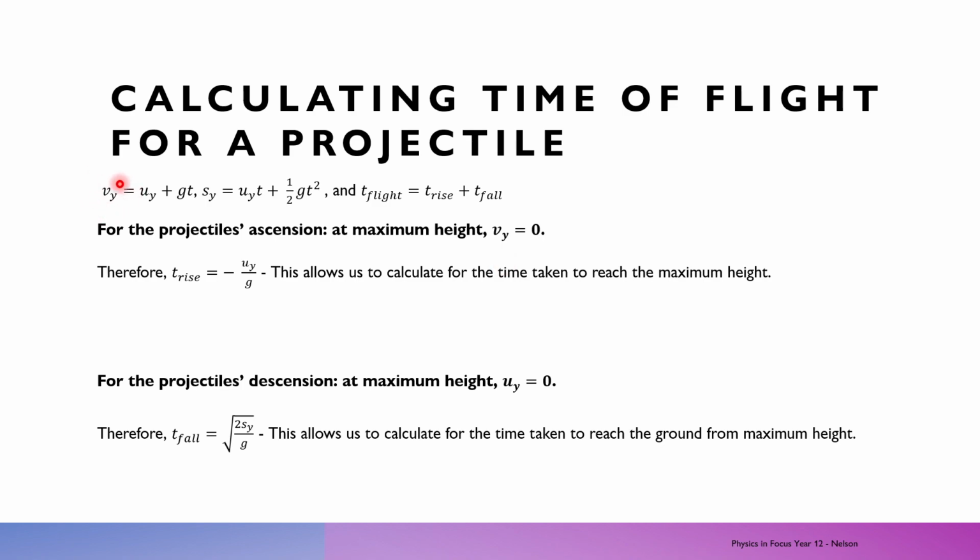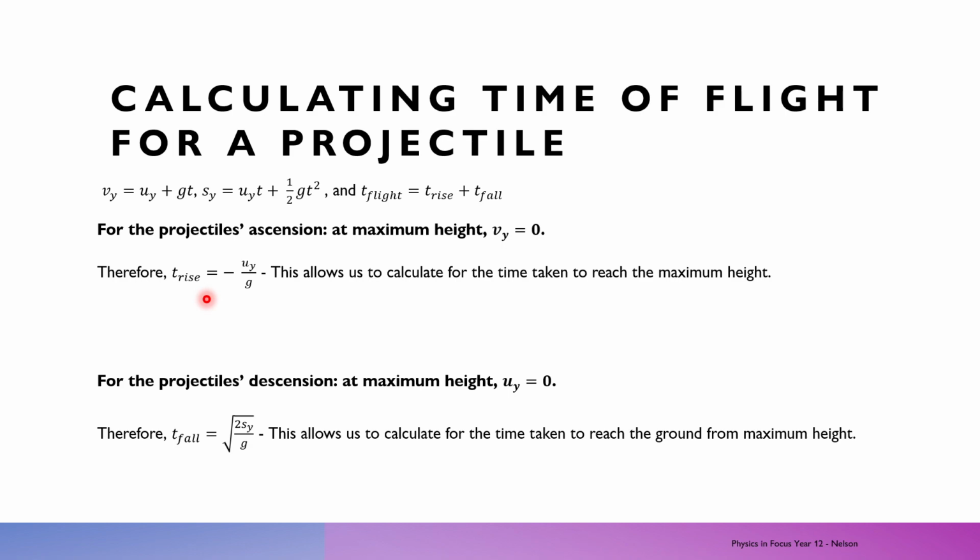If we are to substitute in 0 into our formula here for Vy, we just have 0 is equal to Uy plus Gt. If we rearrange for t, we can find that the time of rise is equal to negative Uy divided by G. This formula here will then allow us to calculate the time taken to reach maximum height. Now, for a projectile that is launched from the ground, we can assume that t rise is going to be equal to t fall.